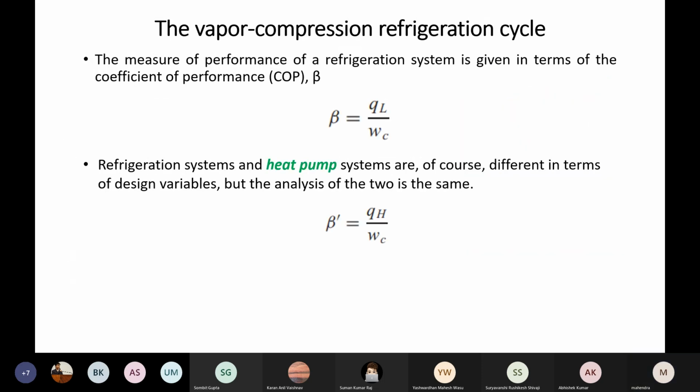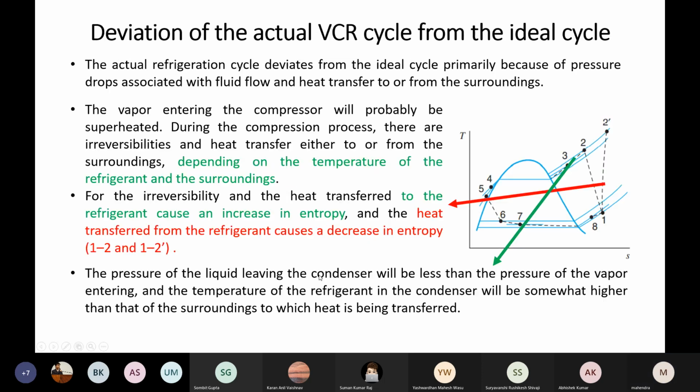When we are talking about the second law of thermodynamics, there we defined that if it is an engine, we call it thermal efficiency, and if it is a refrigeration cycle, we call it COP, the coefficient of performance. And these formulas we have defined very well over there.